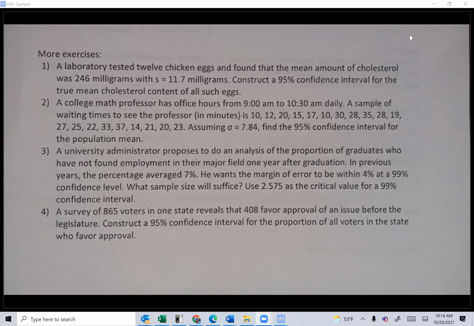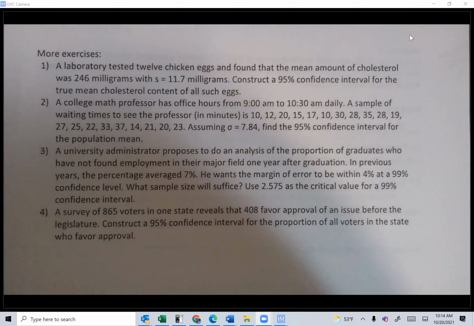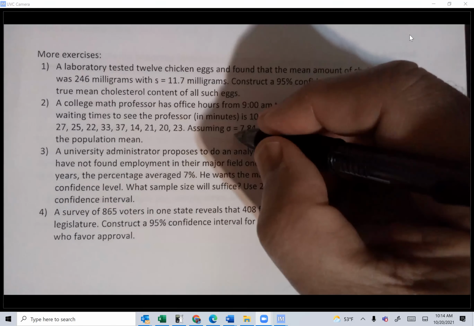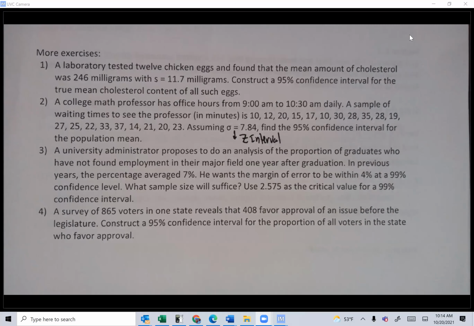A college math professor has office hours from 9 to 10:30 daily. A sample of waiting times to see the professor in minutes are given below. Assume that sigma is 7.84. You see, he gives you sigma. You must have a Z interval here. If he didn't give me sigma, guys, I would just use T interval. Find a 95% confidence interval for the population mean.